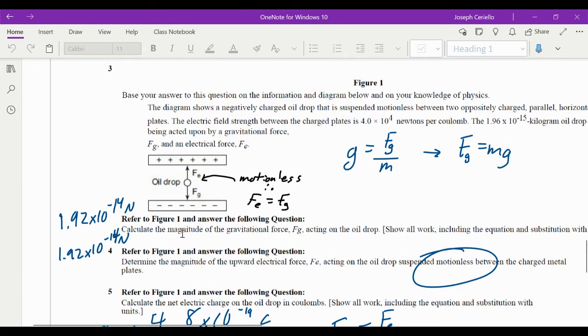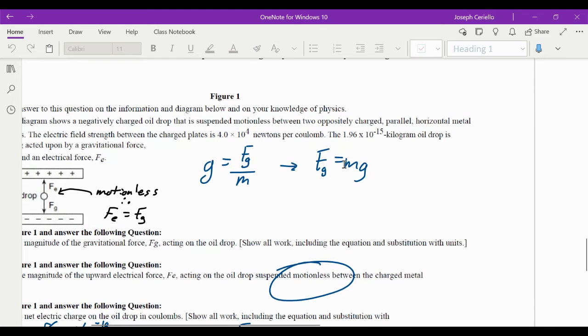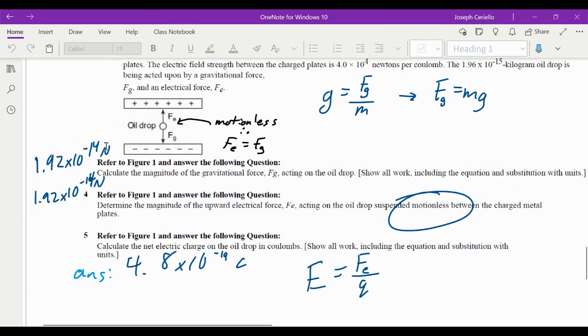The first thing we have to do is solve for the gravitational force, Fg, on the oil drop. So we know that Fg is equal to mg. This is on your reference table. g equals Fg over m, cross multiply, Fg equals mg. Well, what do we put in there? We know the mass of the oil drop. It's given to us. 1.96 times 10 to the negative 15 kilograms, multiplied by g, which is 9.8, and you should get an answer of 1.92 times 10 to the negative 14 newtons. Next one asks you to find Fe. Well, you know it's equal to Fg because it's motionless. So you just write that down there, just carry it down.